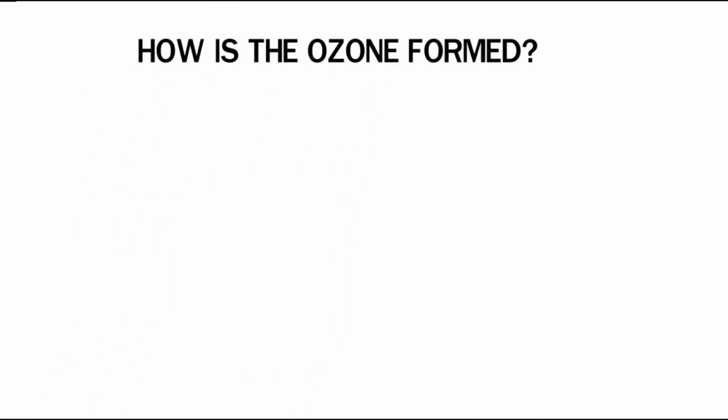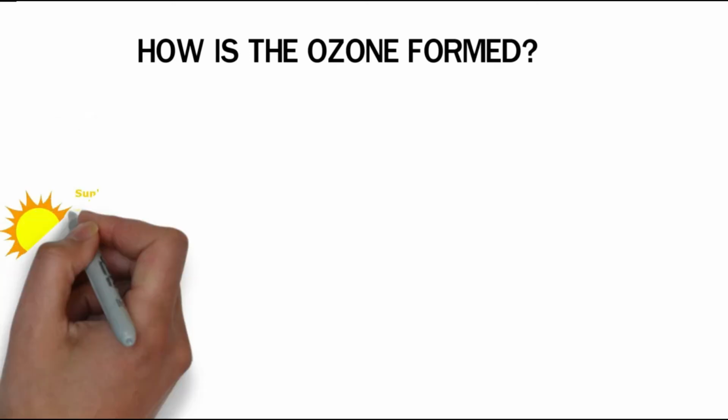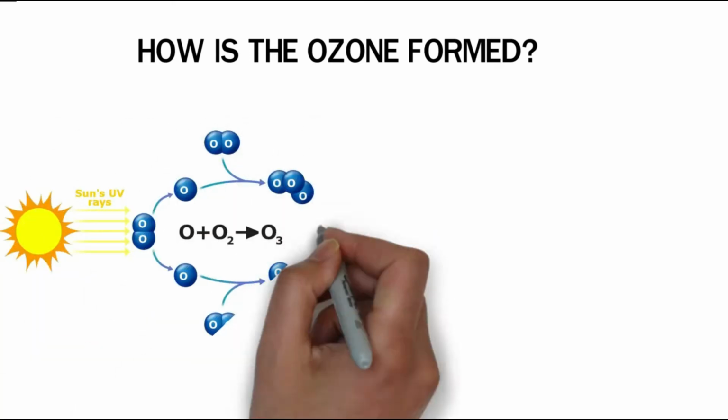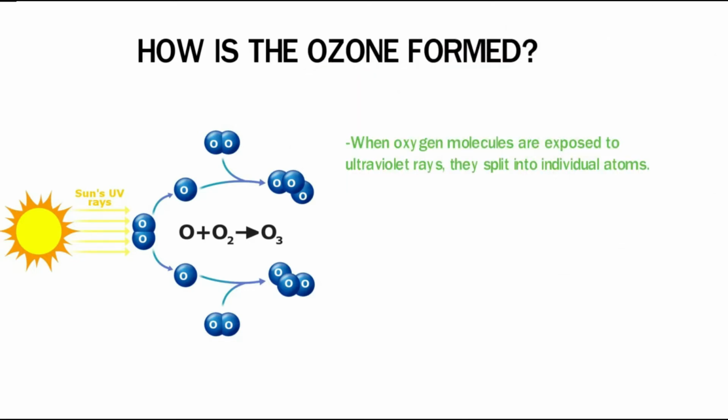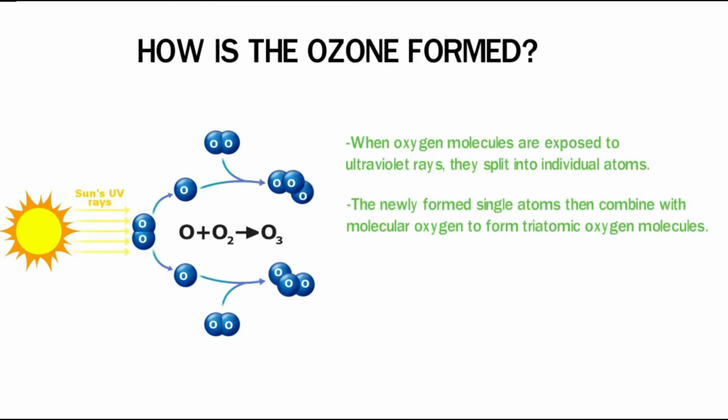How is the ozone formed? Ozone is formed through a chemical process that involves the reaction between oxygen molecules and ultraviolet rays. When oxygen molecules are exposed to ultraviolet rays, they split into individual atoms. The newly formed single atoms then combine with molecular oxygen to form triatomic oxygen molecules.